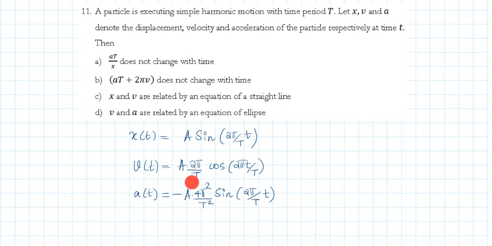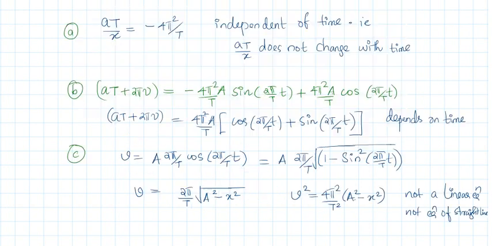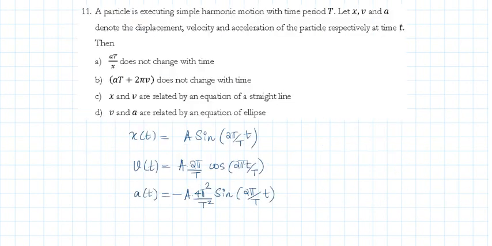Once we have these expressions, you can evaluate different choices or different options. First option, a into capital T by x, that will give you minus 4 pi square by capital T, and this is independent of time. Therefore, a into capital T by x does not change with the time.